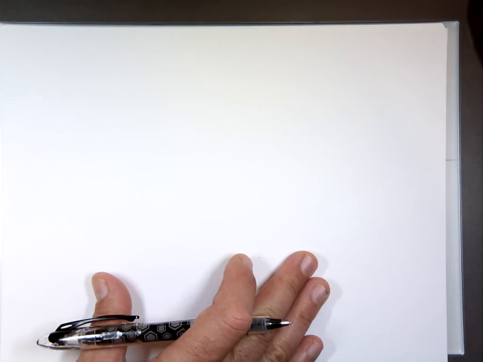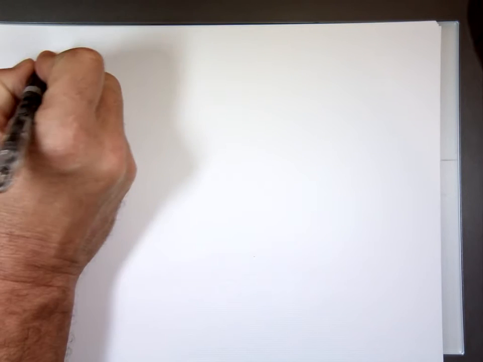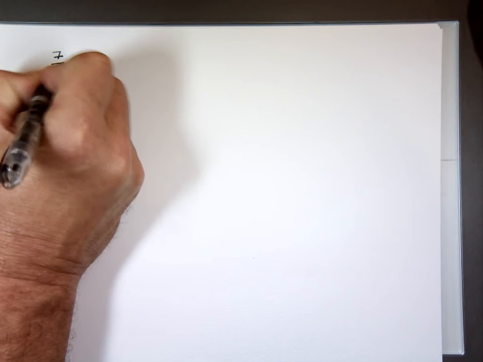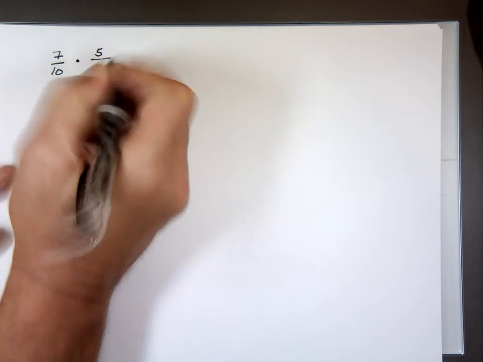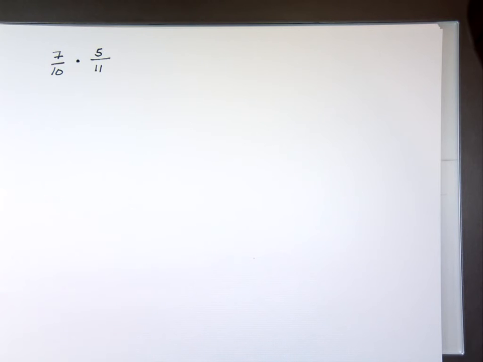I'll try a different one. I'll try a few more. 7 over 10 times 5 over 11. I'm going to simplify first, then I'm going to multiply.